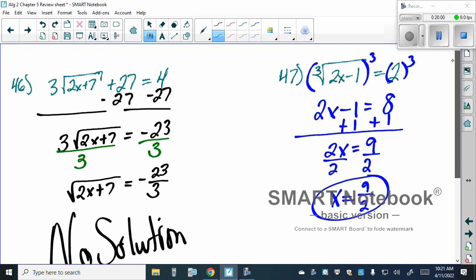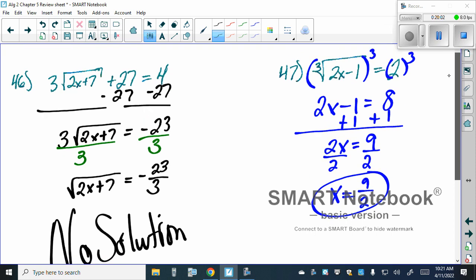No solutions are not going to show up on the test. I'm not going to throw a no solution on the test. There will be some where one of the two solutions doesn't work, but I won't have one where both don't work. I don't like those on the test. I'll throw them on the review sheet, but I won't throw them on the test. Any other questions on 46 or 47?